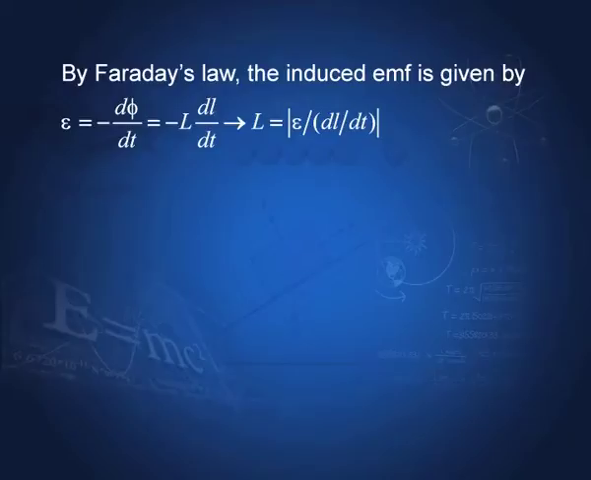By Faraday's law, the induced EMF is given by epsilon equal to minus d phi by dt. If I substitute phi from here, I get minus L times di by dt. That means L is given by the magnitude of epsilon, that is the EMF, divided by the rate of change of current.